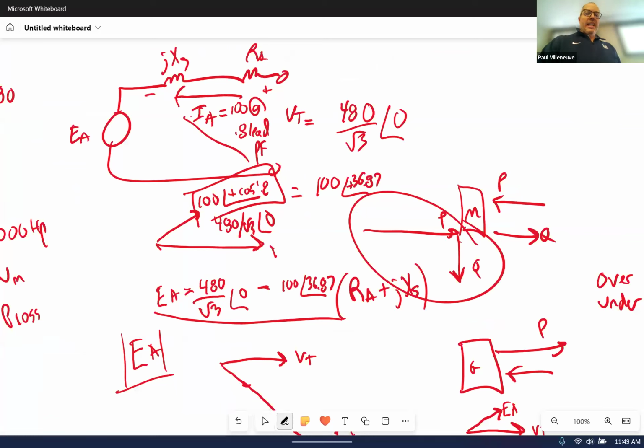So the leading or lagging has to do with VT and IA, right? Yeah. So it can be positive or negative. It doesn't matter. It can go either one. Okay. It doesn't have to be a motor or a generator to be positive or negative. That's just if it's a leading or lagging current.